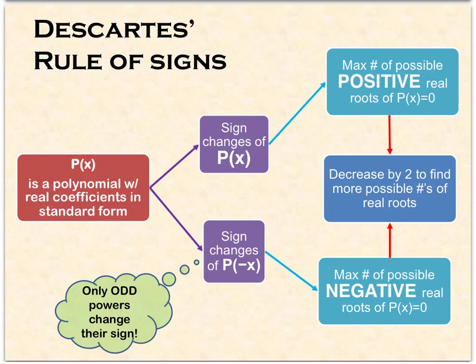So I know this sounds a little confusing, but think about the last example. We had two sign changes, okay? So two sign changes for p of x, which means that I'm going to have two possible positive real roots, 2 or 0, because I decrease by 2 to find the other number. So I'm going to have 2 or 0 positive real roots for that particular p of x.